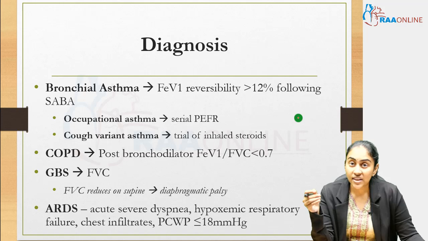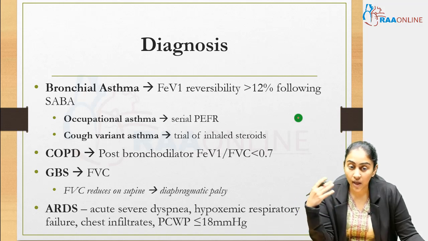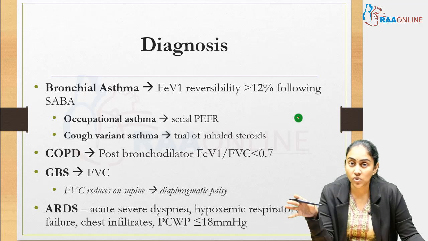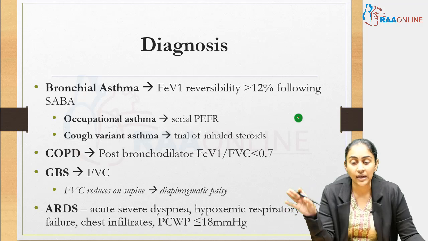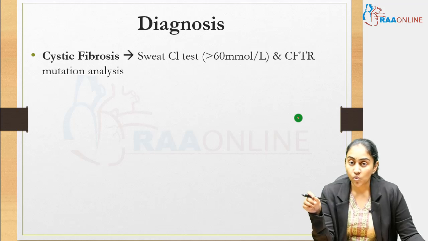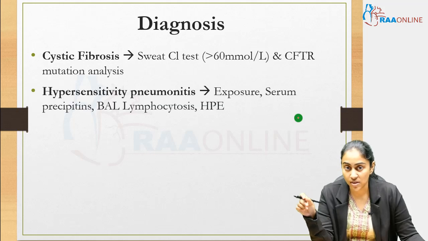Now, when you say the patient has ARDS, usually these cases are described as patients who have acute severe dyspnea in hypoxemic type 1 respiratory failure, bilateral predominant lower zone chest infiltrates. And remember to say this is a non-cardiogenic pulmonary edema, therefore we need to make sure that the pulmonary capillary wedge pressure is less than 18 mm of mercury. Now, cystic fibrosis, sweat chloride test is what is going to help us in diagnosing cystic fibrosis, and sweat chloride should be more than 60 millimole per liter. In addition, CFTR mutation analysis is also going to help us in diagnosing cystic fibrosis.